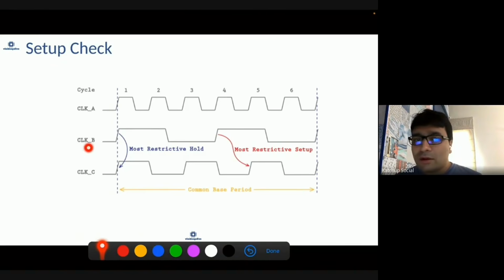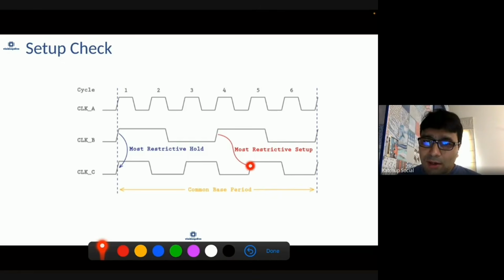STA finds the most restrictive setup, and it finds the most restrictive setup by first expanding the clock into a common base period. So basically an LCM of the period is found and clocks are expanded to that. And in that, whichever is the closest launch and capture, that is used to find the most restrictive setup. The most restrictive launch and capture may not just be dependent upon the period. It may be dependent upon delays as well, but basically the most restrictive setup is used.